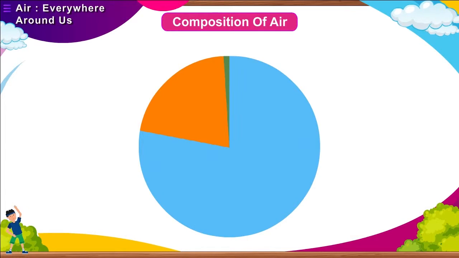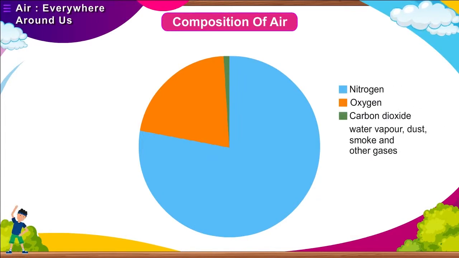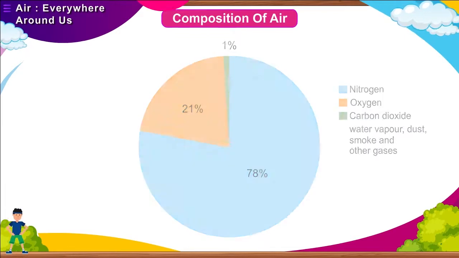Composition of air. Air is a mixture of gases. It is not made up of any single element. The composition of air varies from place to place. The major constituents are oxygen 21%, nitrogen 78%, carbon dioxide 1%, water vapor, dust, smoke and other gases 1%.